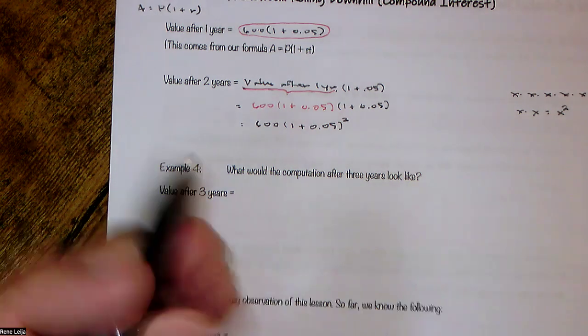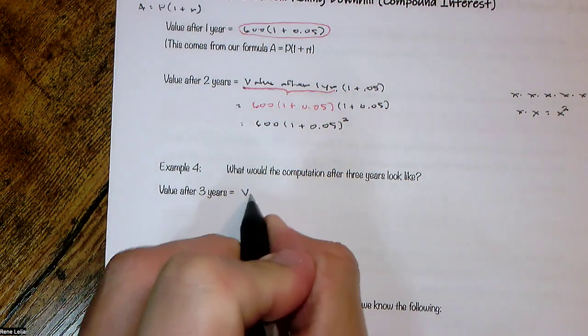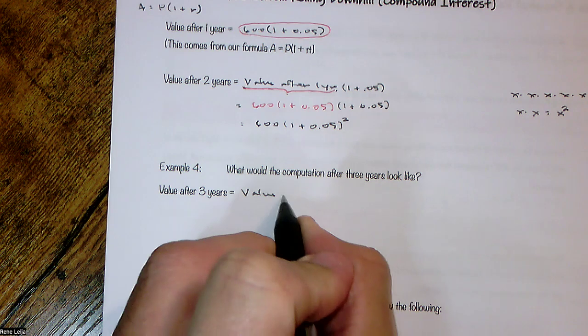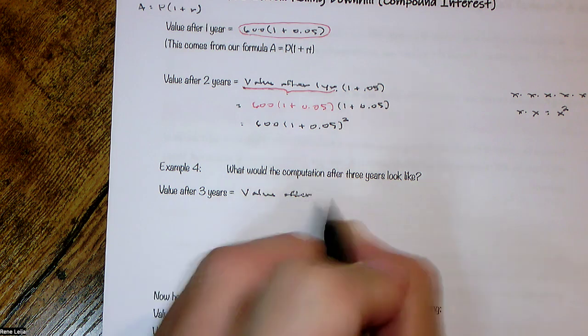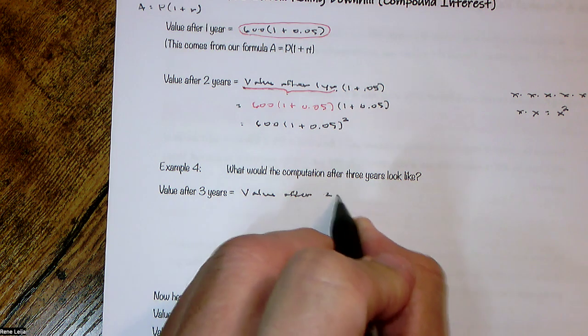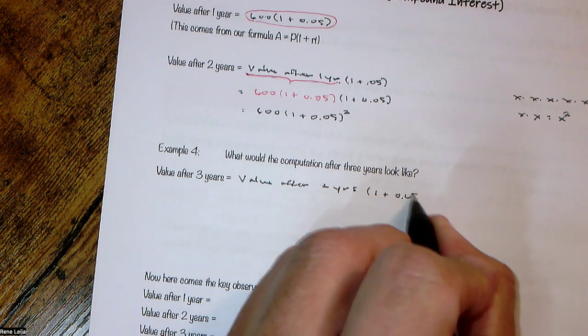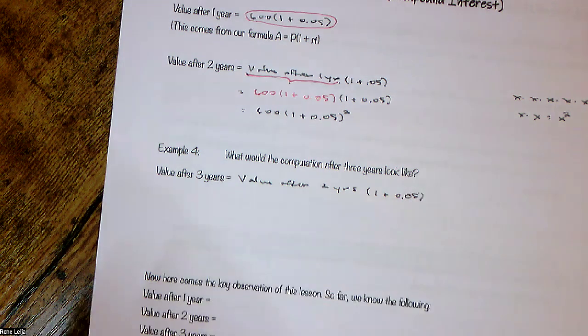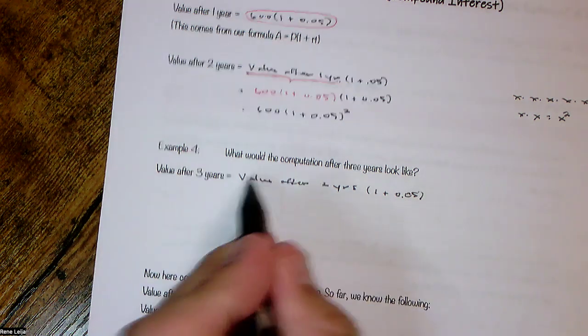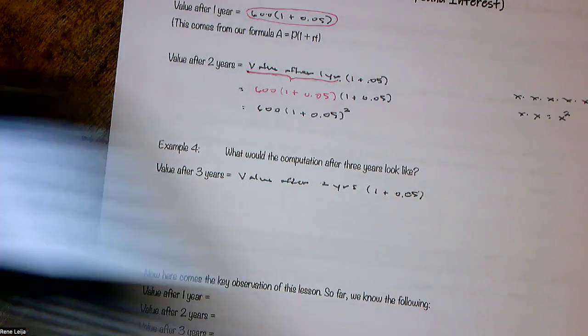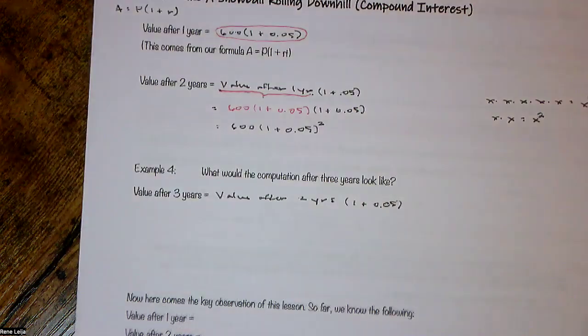Okay. Now, example 4, what would the computation look like after 3 years? Well, this would mean I would want the value after 2 years times 1 plus 0.05 because this is going to be my new principal. And again, look at what we did. It's easier to show this to you.